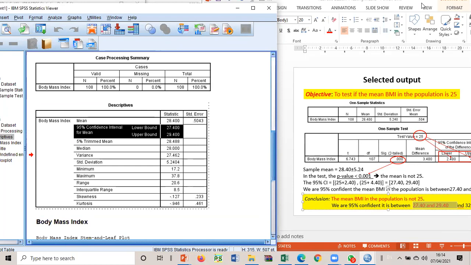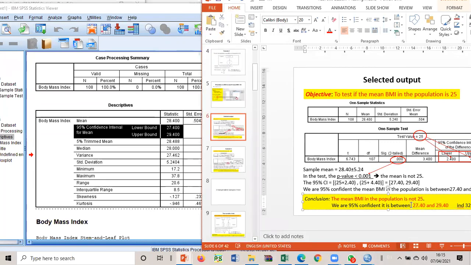Now my question is, is it possible the mean value is 26? No. How do you know? It doesn't lie between the lower and the upper. Right. What's the lower value? 27.4. Upper value, 29.4. The 26 falls inside or outside the interval? Outside. Therefore, it's not possible.